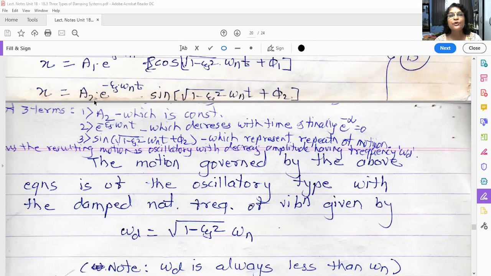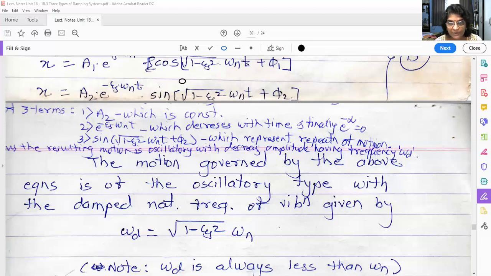So this equation consists of three terms. A2 represents amplitude, then e raised to minus zeta omega n t represents reduction in amplitude in each cycle. That means as t increases, x decreases. It's an exponential reduction. And this third term, that is sine of something, because of this term the motion is vibratory, or you can say simple harmonic motion.